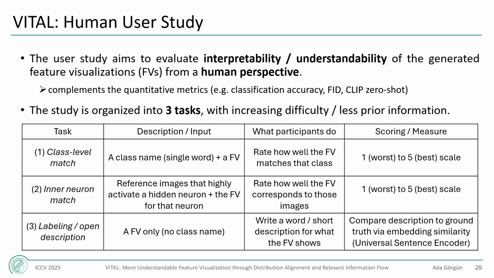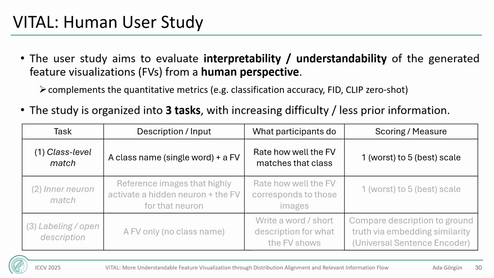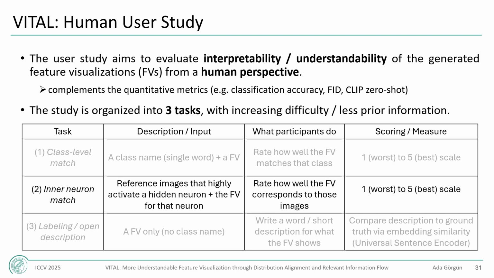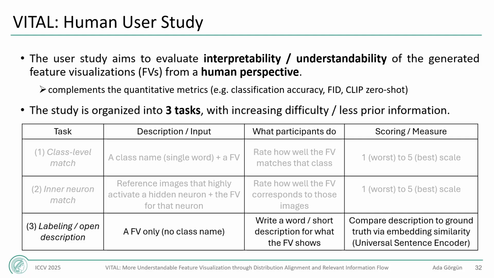To complement automated metrics, we conducted a human user study focused on interpretability. The study includes 3 tasks. In the first task, participants see a class name and a feature visualization, and we ask them to rate how well the feature visualization matches that class on a 1 to 5 scale. In the second task, participants see top activating crops for a hidden neuron and that neuron's feature visualization, and we ask them to assess correspondence on the same 1 to 5 scale. Finally, participants see only the feature visualization, and we ask them to write a short label or description. We compare these to ground truth by sentence embedding similarity using Universal Sentence Encoder.